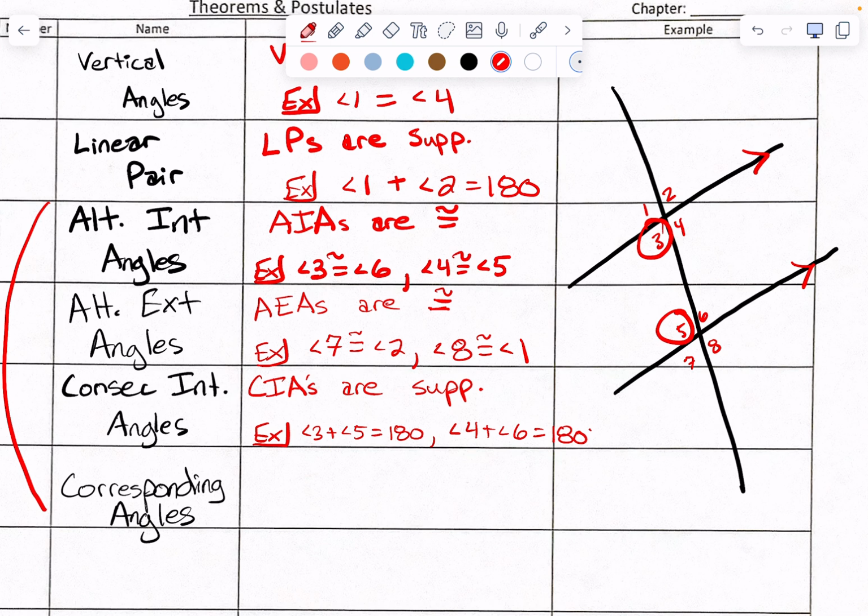All right, last one is corresponding. Let me erase these over here. Am I writing too fast? No. Are we doing okay?